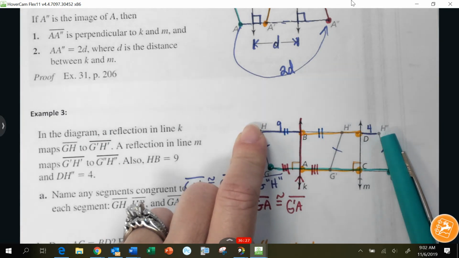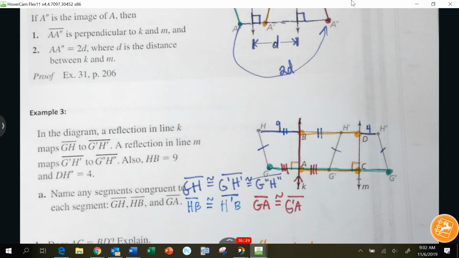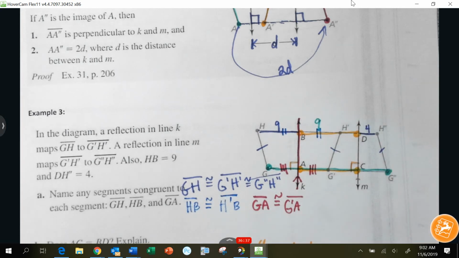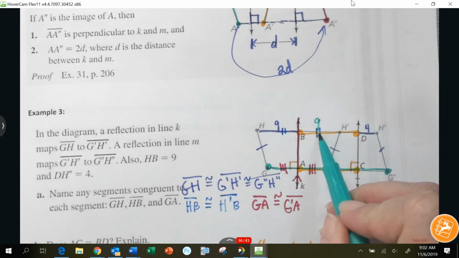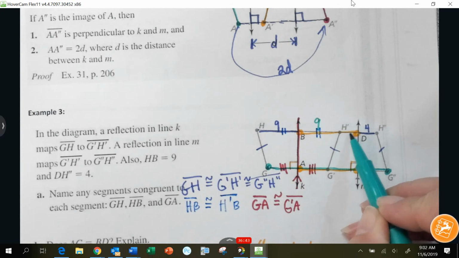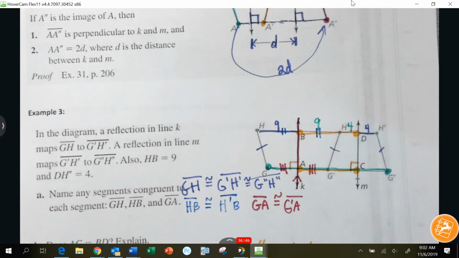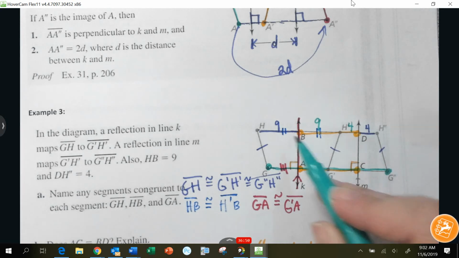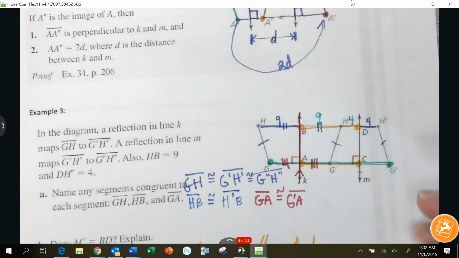Lynn? 26. I don't see 26. I see a 9 and a 4. How'd you get that? Since that is 9, what's this little guy going to be? That one's going to be 4, because these two will be congruent since it's a reflection here. So we add all of that up and we get 26.